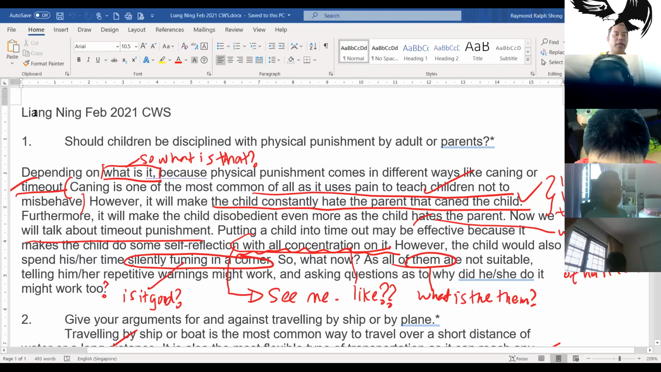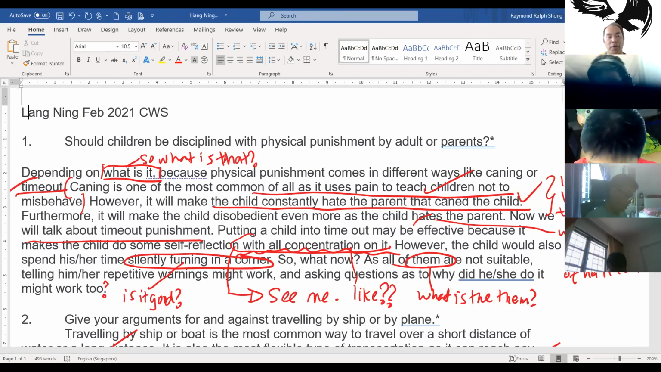Oh, okay. Lang Ning, not Liang Ning. Sorry, a thousand apologies. Okay, Liang is your surname, is it? Correct me. Oh no, more. Lang Ning. Okay, come, let's go. My surname is Mo. Okay.